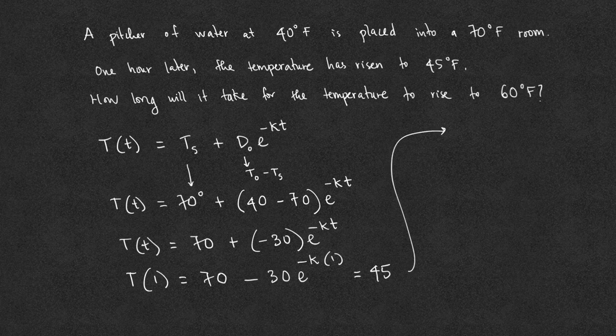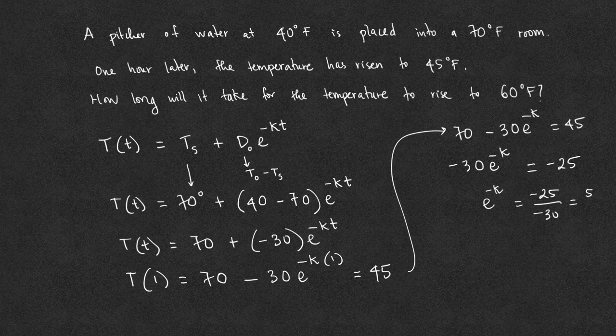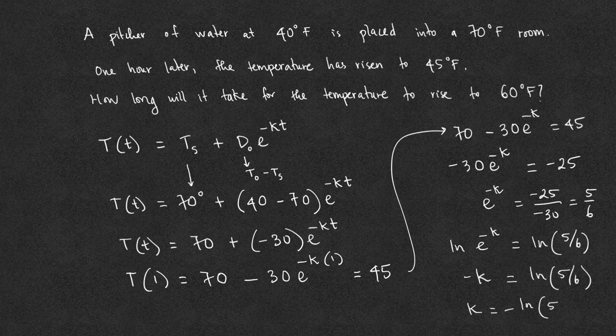To isolate k, we first rewrite this equation as 70 minus 30 e to the negative k times 1, which is negative k, equals 45. To get to k, we need to get rid of 70. By subtracting 70 from both sides of the equation, the left-hand side is negative 30 e to the negative k, and the right-hand side, 45 minus 70, is negative 25. E to the negative k is negative 25 over negative 30, which is 5 over 6. We then ln both sides of the equation. The left-hand side is ln of e to the negative k, and the right-hand side is ln of 5 over 6. Negative k is therefore ln of 5 over 6, so k is negative ln of 5 over 6.